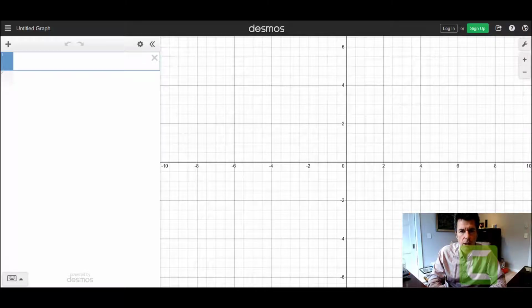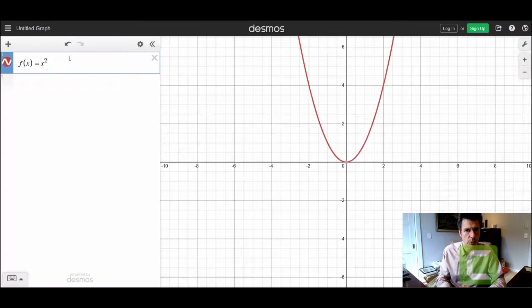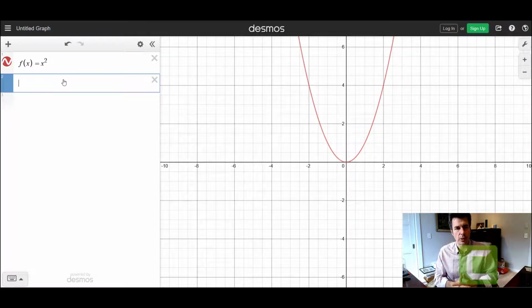We are now going to talk about various things we can do to graphs, or various changes we can make to graphs. So we're going to take one of our elementary functions. So let's choose f of x equals, let's just do x squared, so a parabola. And we're going to look at various things we can do to the function. Again, Desmos is going to help us.